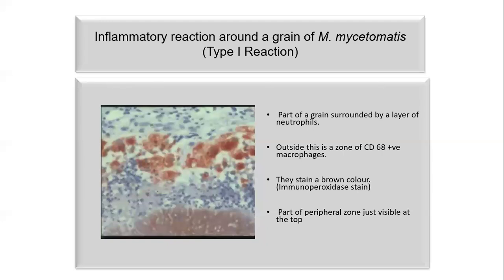Now, this is a type 1 reaction, but here the tissue is stained for CD68. CD68 is a macrophage marker. So here the macrophages are in the middle zone. And this is what we said in type 1 reaction. You have the neutrophils here, which can be stained by CD15, but in the middle area or zone, there are the macrophages which are CD68 positive. And also there, you can appreciate the brown color. And the peripheral zone, we said it contains lymphocytes and plasma cells.